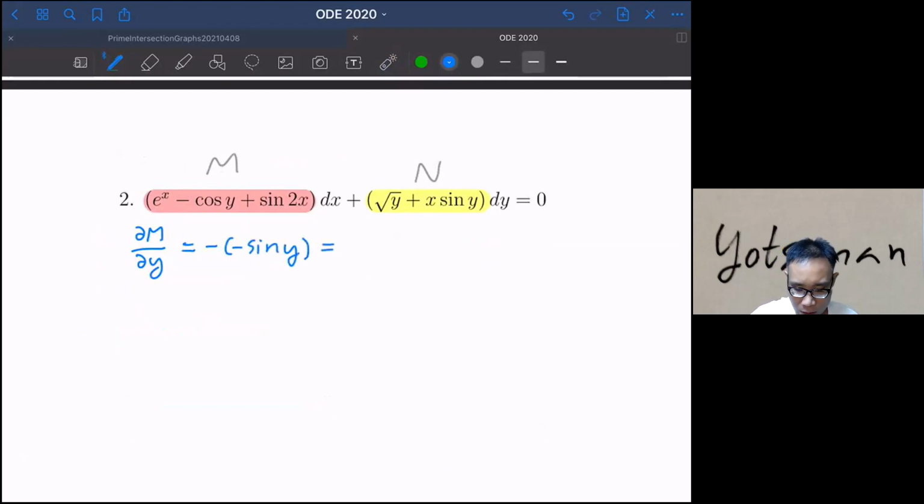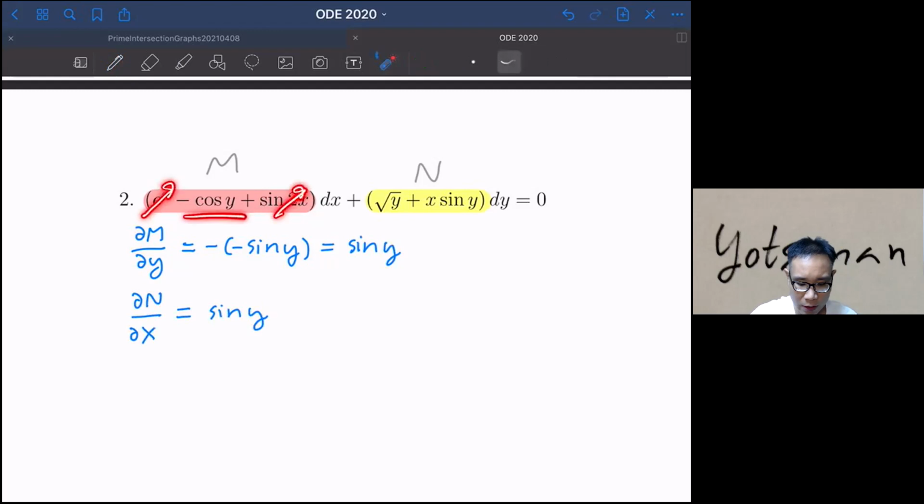And this guy turned out to be just sin y, and you have dN/dx. For dN/dx, you need to differentiate only the term with x, so it's just sin y. Okay, with me so far? The derivative with respect to y turned out to be 0, it disappears, and the thing that you need to differentiate is going to be just cosine y. For the other one, it's going to be 0, and you need to differentiate x sin y, so it's going to be sin y. So this is going to give you equal. Okay, so it's going to be exact.